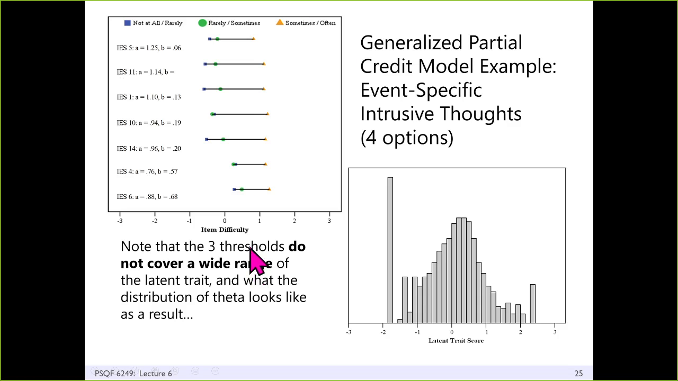Here's another one. This is event-specific intrusive thoughts, so a different subscale, but the same type of phenomenon. And this is a 4-point scale. So we have not at all versus rarely, rarely versus sometimes, and sometimes versus often.